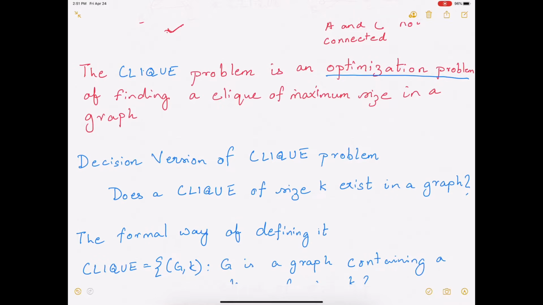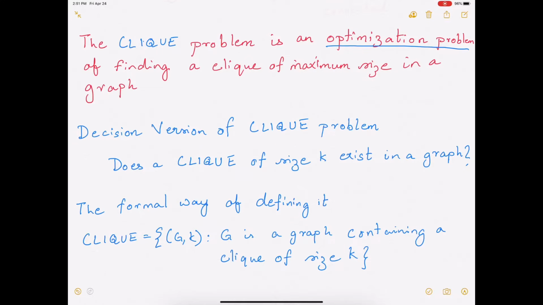So what is the optimization version of the clique problem? In a clique problem, the optimization version is finding the clique of maximum size in a graph. So you're presented with a graph G, and the goal is to find the clique of maximum size that is present in this particular graph G. So that is the optimization version of the problem.